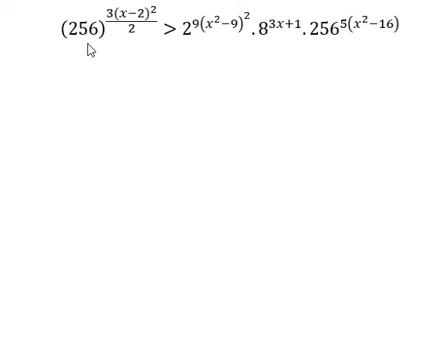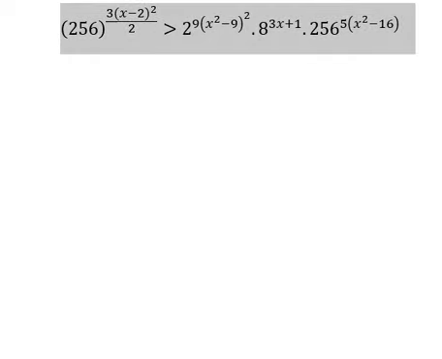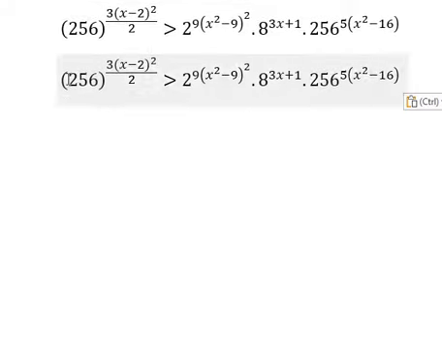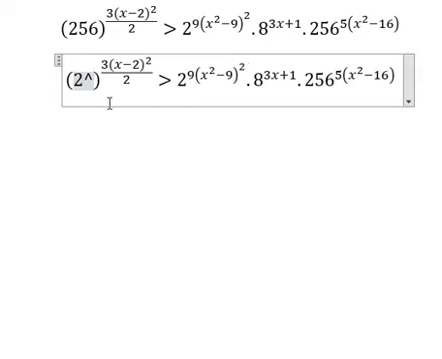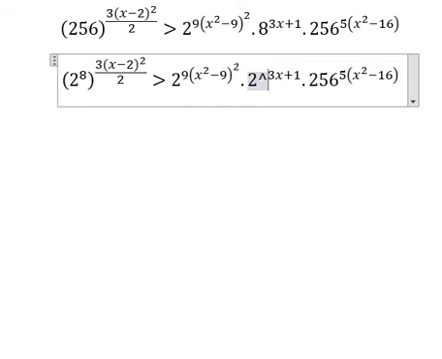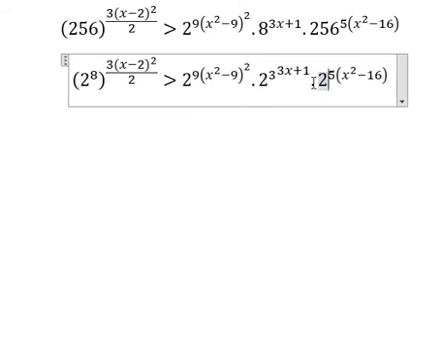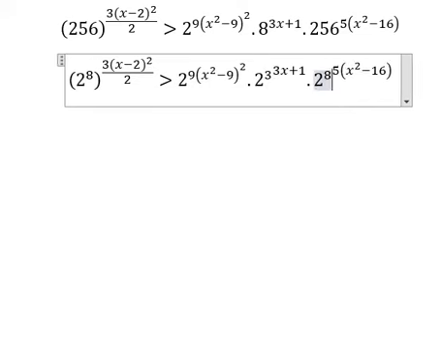The topic today is about finding the solutions of x. So now I will show you how to answer. About 256, we have 2 to the power of 8. This one we change to 2 to the power of 3. This one we change to 2 to the power of 8.